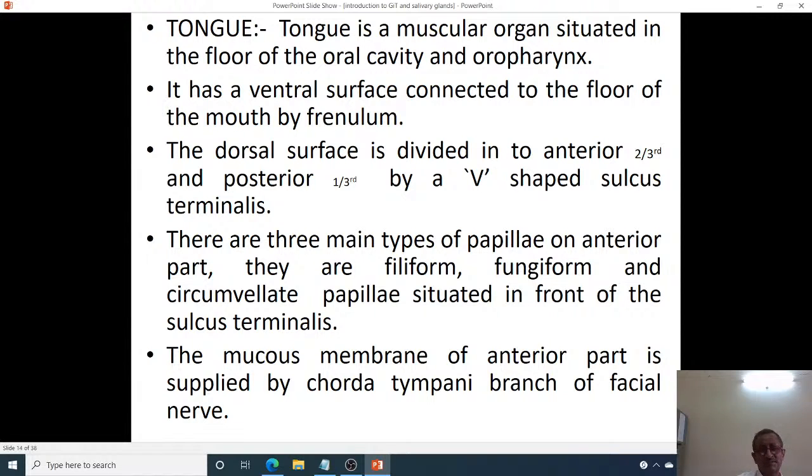Now the tongue is a muscular organ situated in the floor of the oral cavity and oropharynx. It has a ventral surface connected to the floor of the mouth by the frenulum, and a dorsal surface which is divided into anterior 2/3 and posterior 1/3 by a V-shaped sulcus terminalis. There are 3 main types of papillae in the anterior part. They are filiform, fungiform and circumvallate papillae situated in front of the sulcus terminalis. Of course, the mucous membrane of the anterior part is supplied by the chorda tympani branch of the facial nerve.